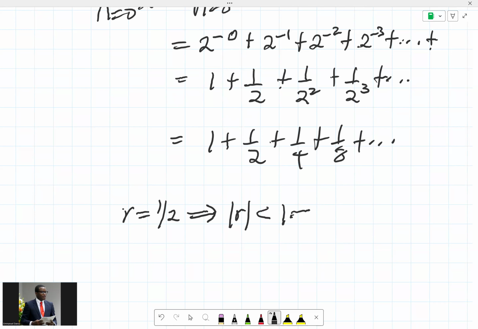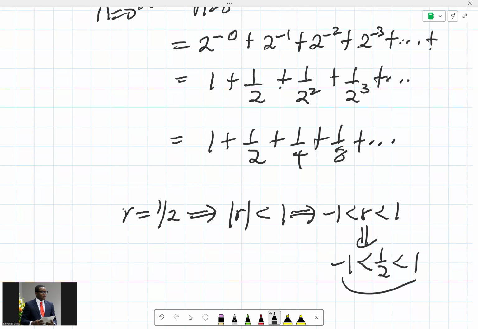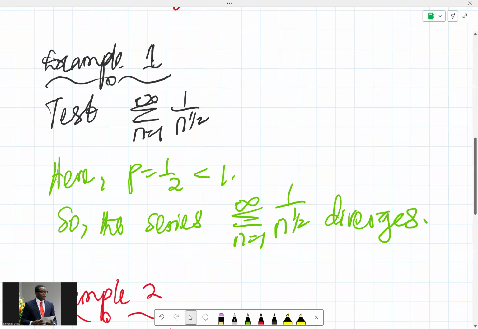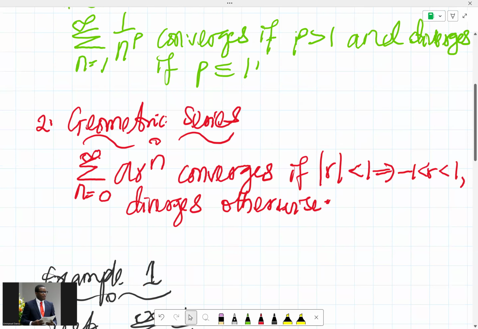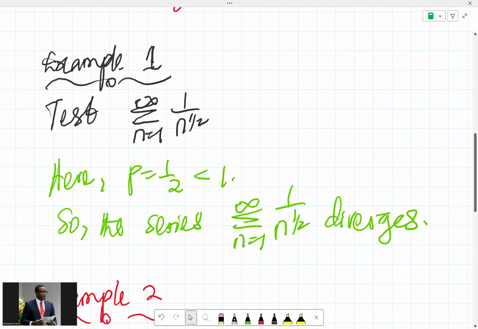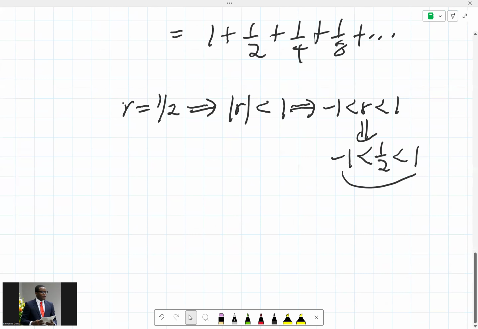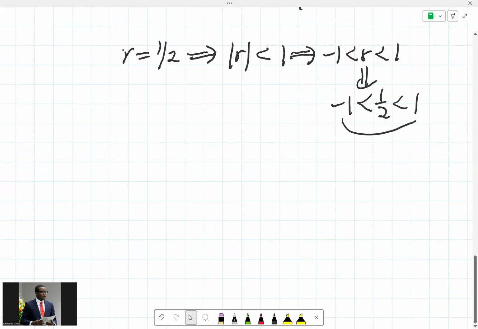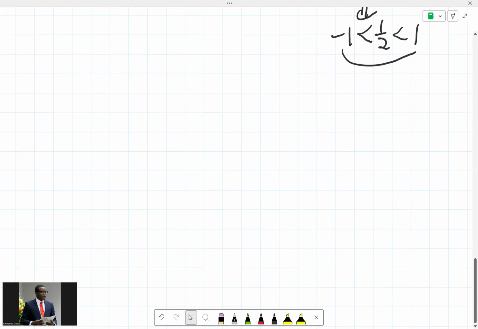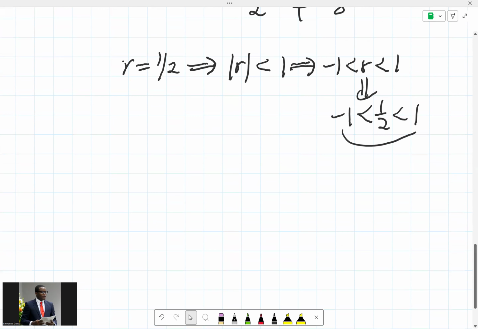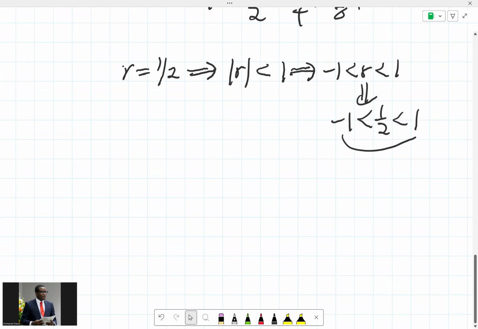Because the implication of this is that minus 1 is less than r is less than 1. That means r lies between minus 1 and 1. And of course, it is correct that minus 1 is less than half and half is less than 1. So as a result, the condition, as we stated already, tells us that if the absolute value of r is less than 1, then the series converges, okay? So we can conclude that it actually converges based on the fact that r is half.